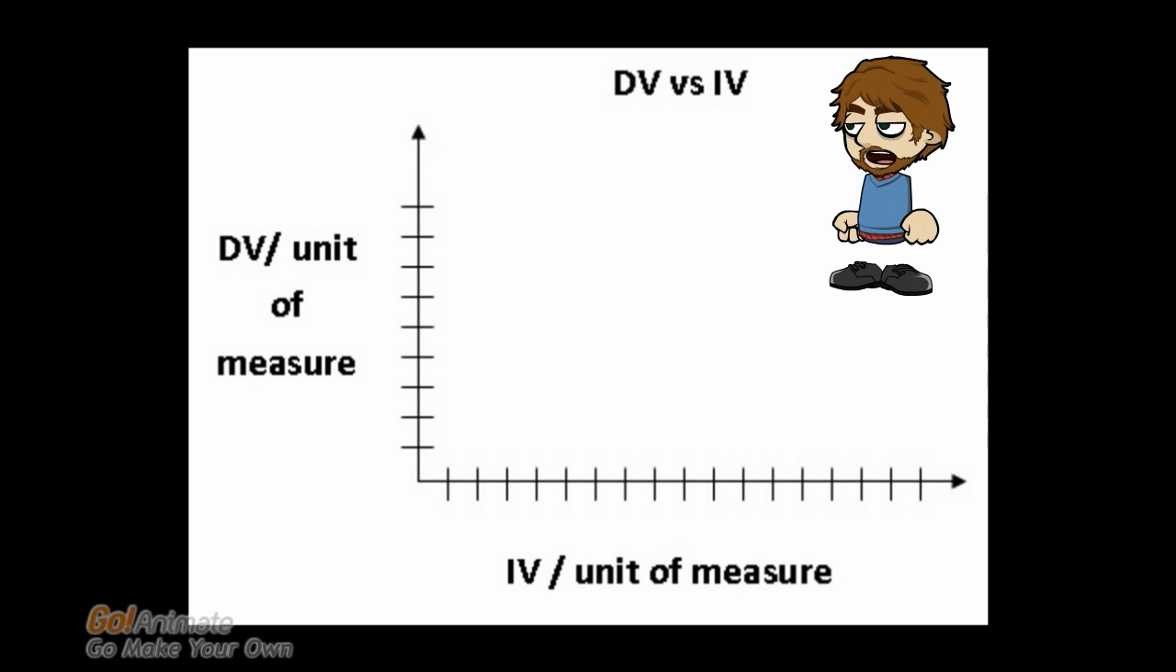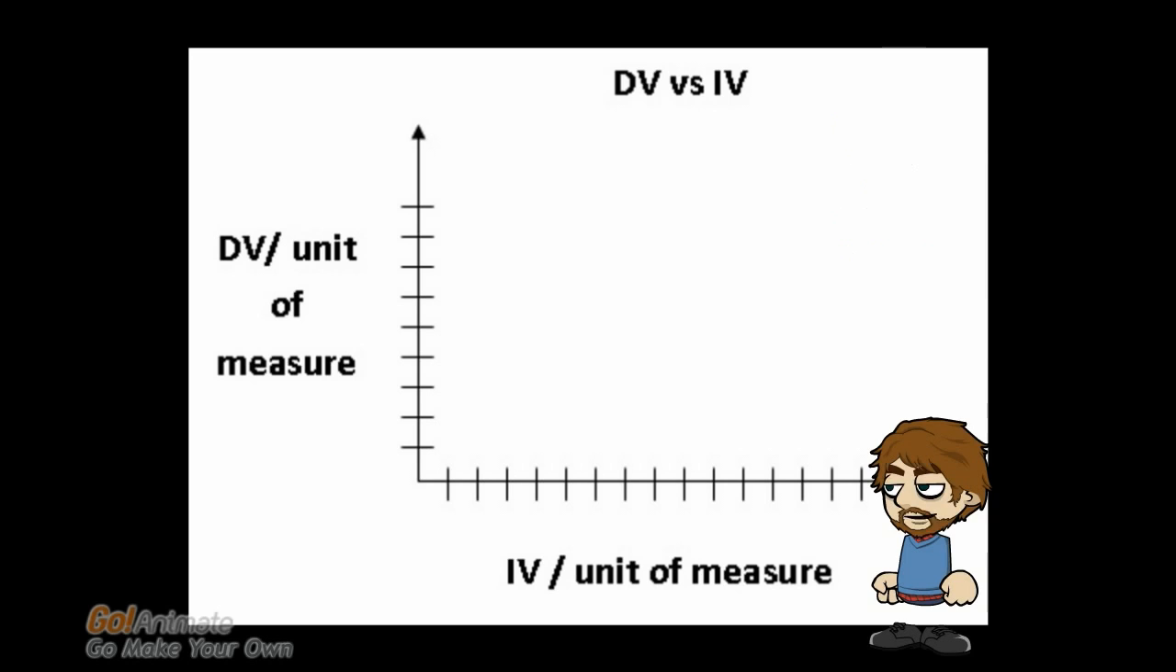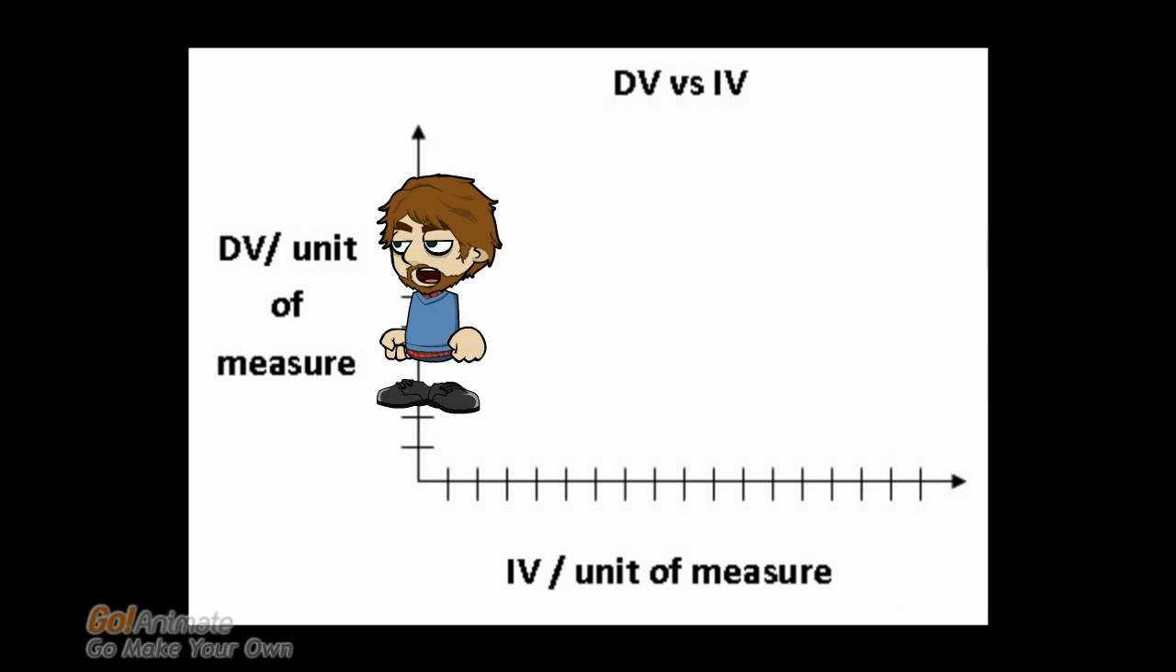Here is a generic graph that shows how it should be labeled and titled. Every graph has a title. Like the data table, the easiest way is to list your variables. The IV always goes on the horizontal or X axis. Label the axis with the name of the IV and the unit of measure. The DV always goes on the vertical, or Y, axis. It should also be labeled with the name of the DV and the unit of measure.